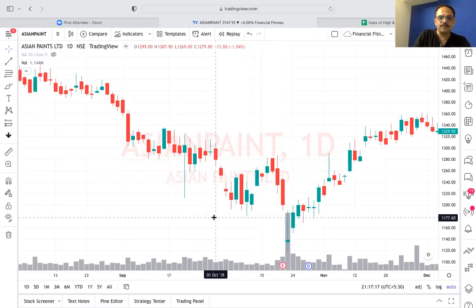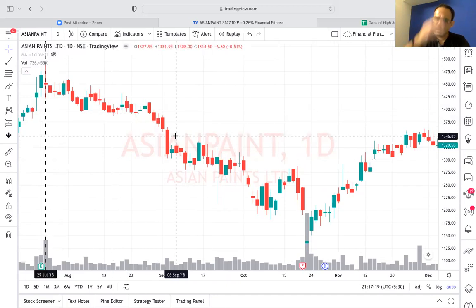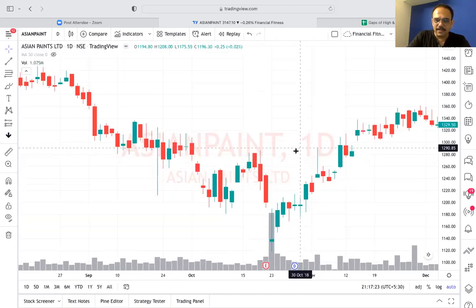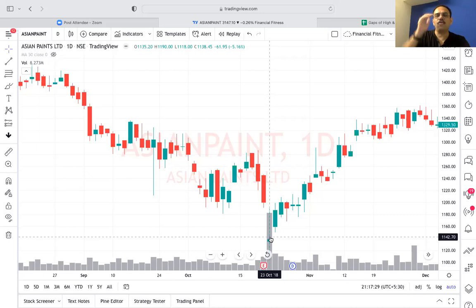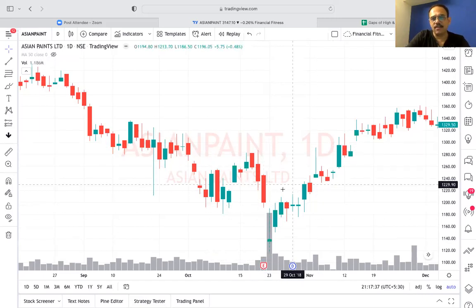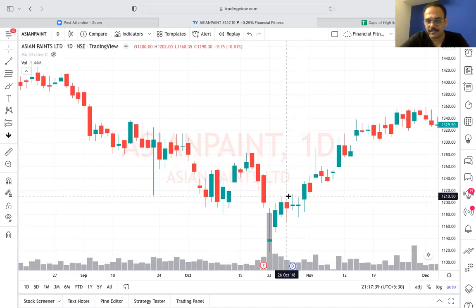One is, let it fall, let it fall. Finally, when you see there is a gap and there is a lot of volume, that is the end of the fall. There is a likelihood that the price will go up. You can again buy above the high or something like that and take the trade.